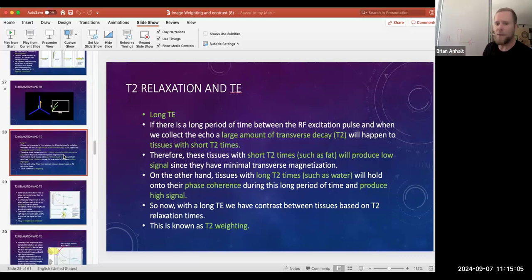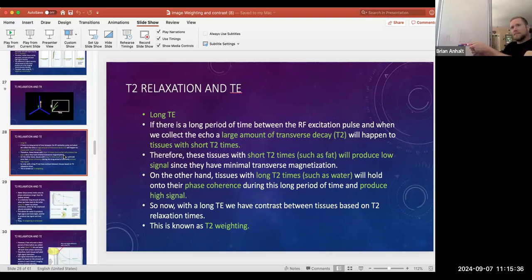If there was a longer period of time between the RF excitation pulse and when we collect the echo, a large amount of transverse decay will happen to tissues with short T2 times. Right? Some tissues are going to decay much faster in the transverse plane. I'm going to ignore T2 star now. Just think about it, it's happening, right? T2 star is happening. I'm just going to take that component out of it to make it easier to understand.